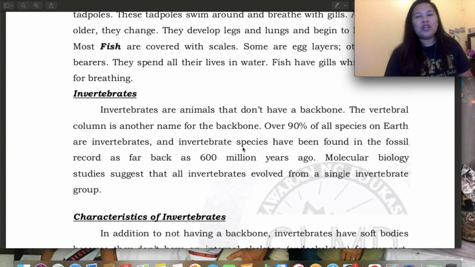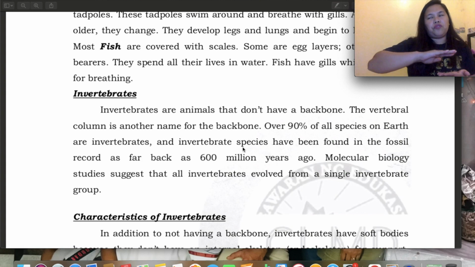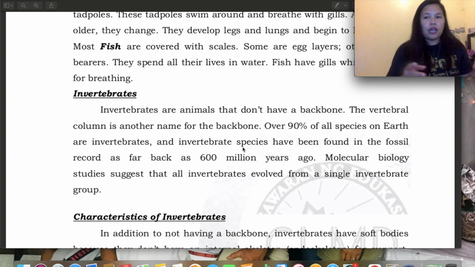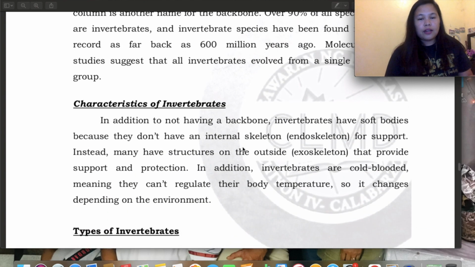So, the molecular biology studies suggest that all invertebrates evolved from a single invertebrate group. So, yun, yung mga evolution, mutation ng lahat ng invertebrates, dito po, lahat po may stages, every 1 million years, nag-evolve siya into another animals, ganun po. So, may video din tayo niyan, ilalagay ko rin yung link niyan, pag hindi ko makalimutan yung evolution ng mga animals. Sobrang nakaka-amaze. Okay, so, next, characteristics of invertebrates.